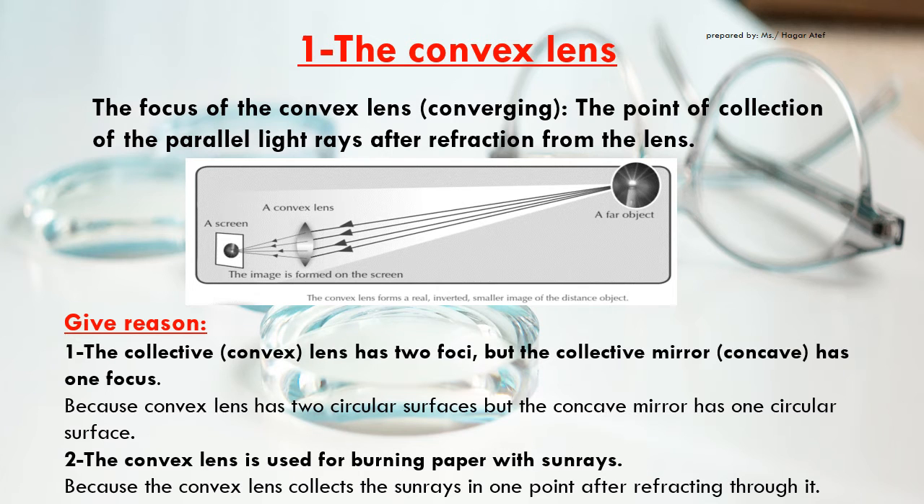Give reason. The convex lens has two foci, but the concave mirror has one focus, because the convex lens has two circular surfaces, but the concave mirror has one circular surface. Number 2, give reason. The convex lens is used for burning paper with sun rays, because the convex lens collects the sun rays in one point after refracting through it.